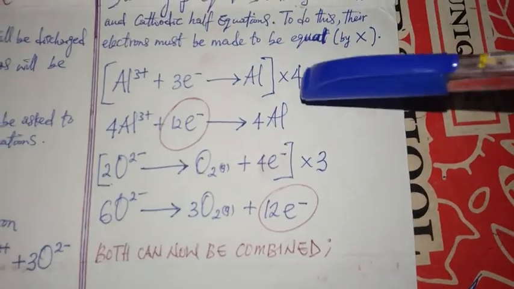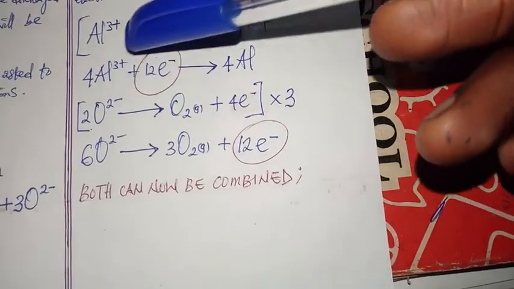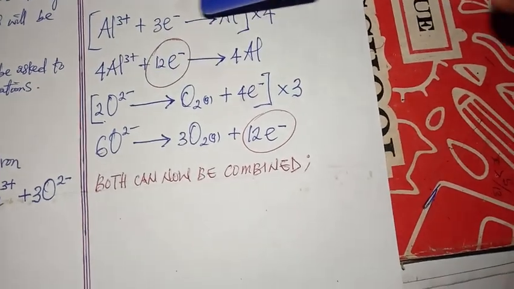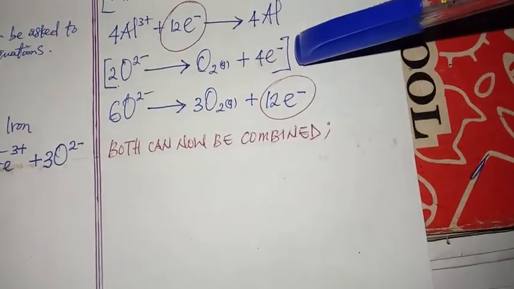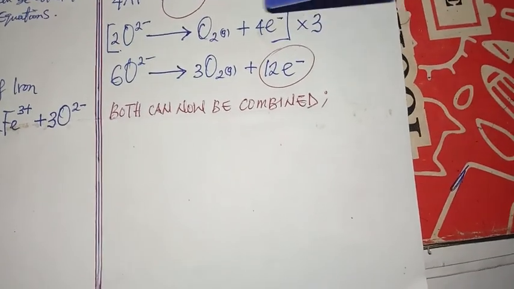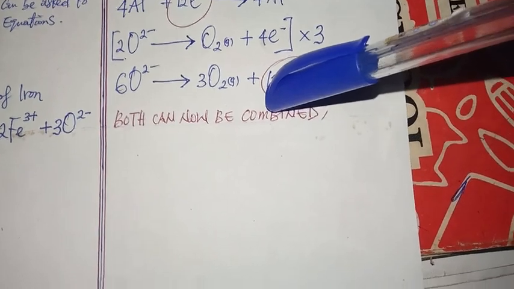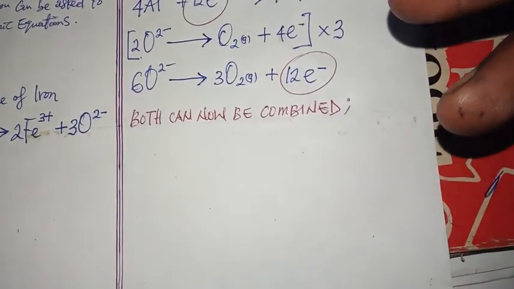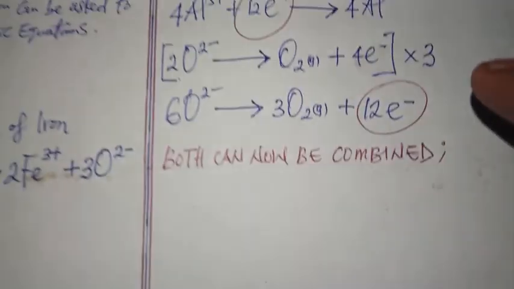Now this is the outcome. When you multiply the cathodic half equation by 4, use 4 to multiply everything here. 4 times 1, 4. 4 times 3, 12. And when you use 3 to multiply everything here, 3 times 2, 6. 3 times 1, 3. 3 times 4, 12. When we do this, what do we notice? We notice that the number of electrons are now what? Balanced. So once they are balanced, we can now combine the equation.